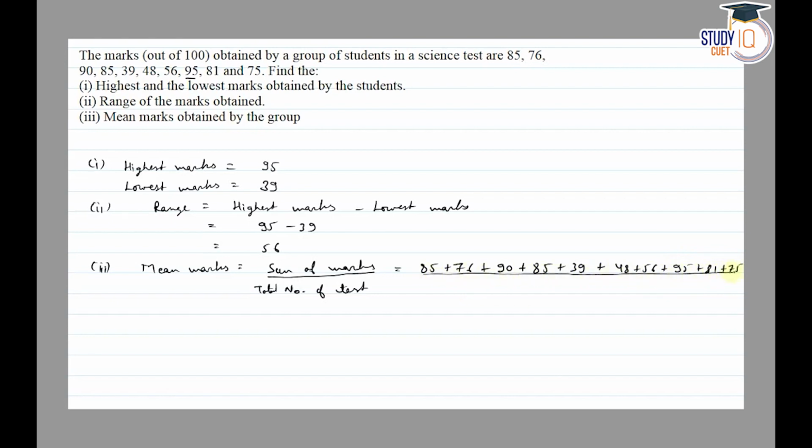upon number of tests. So 1, 2, 3, 4, 5, 6, 7, 8, 9, 10. So we will have 10. If we sum these, we will get 730 upon 10. 0 cancels out with 0. So the mean will be 73. Mean marks is equal to 73. Thank you.